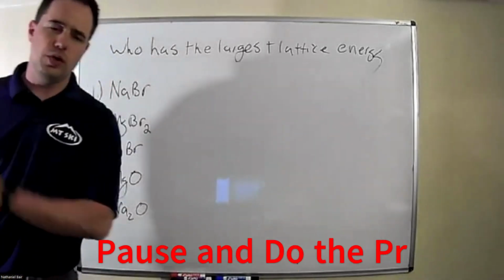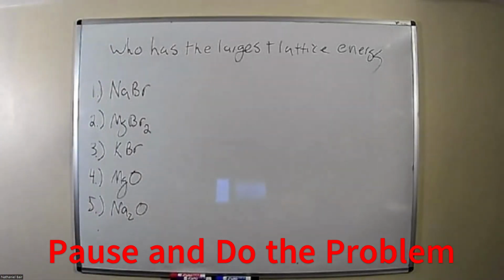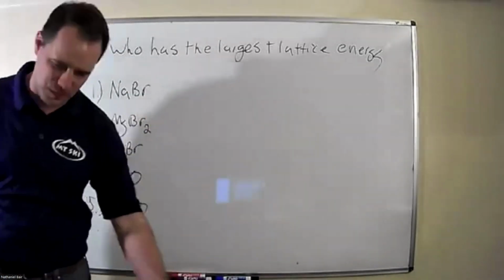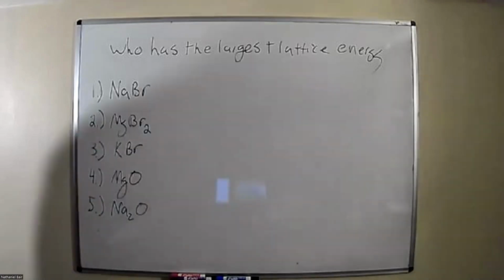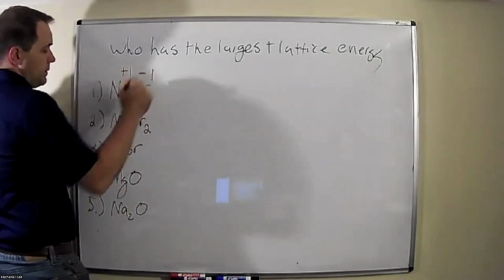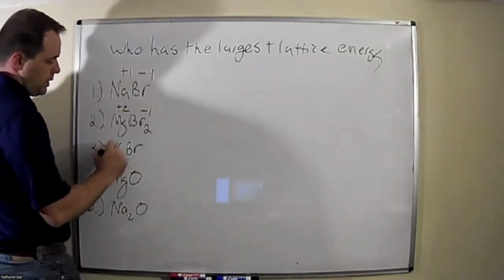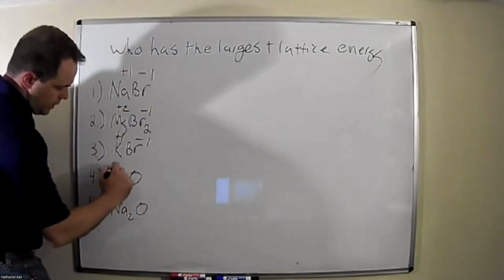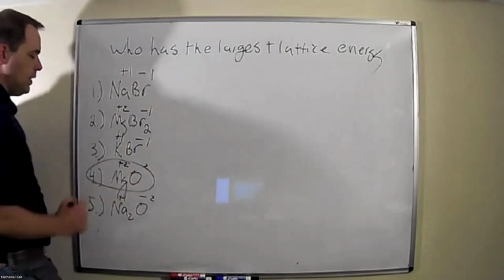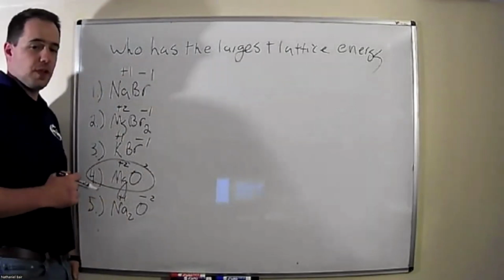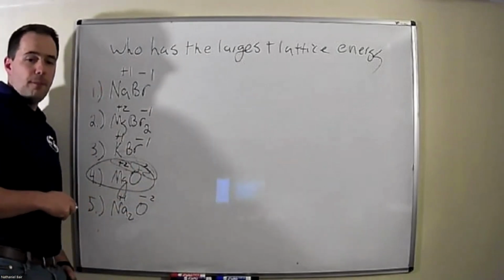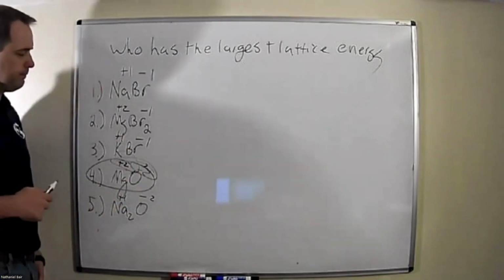Out of those five, who would have the largest lattice energy? Who would be the strongest ionic compound? The first thing I do is write the charges. Sodium's +1, bromide's -1. Magnesium's +2, bromide's -1. Potassium's +1, bromide's -1. Magnesium's +2, oxide's -2. Sodium's +1, oxide's -2. Magnesium oxide, folks, is going to be your largest lattice energy. Why? It's a +2 -2. It's got the greatest magnitudes of charge, so that one would have the highest lattice energy. Cool.